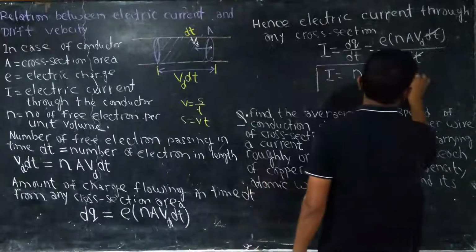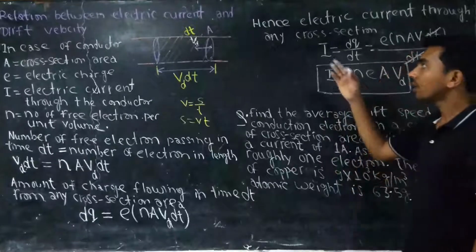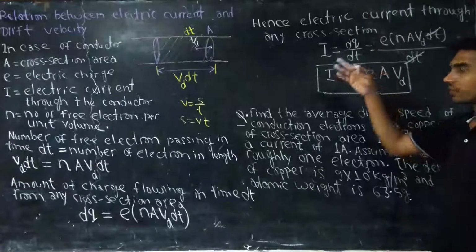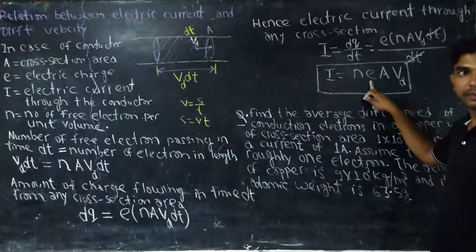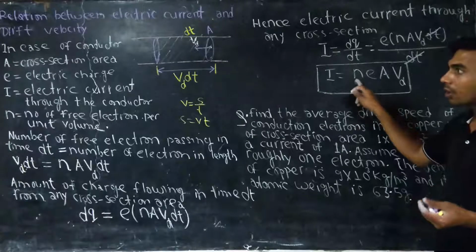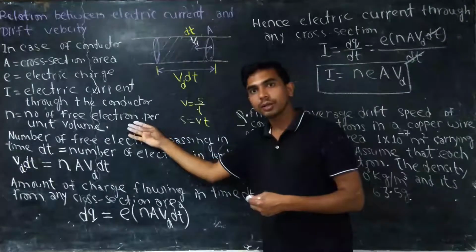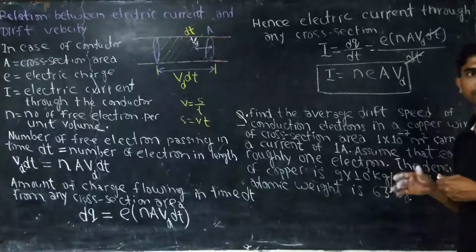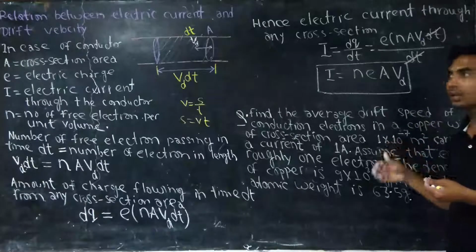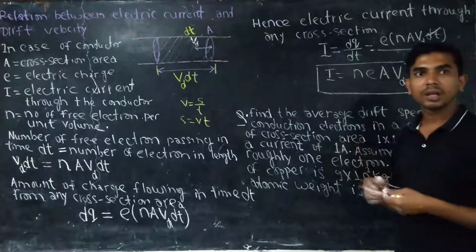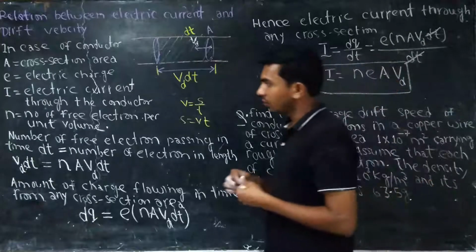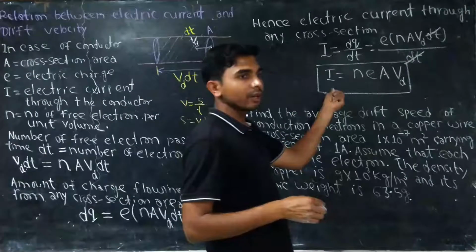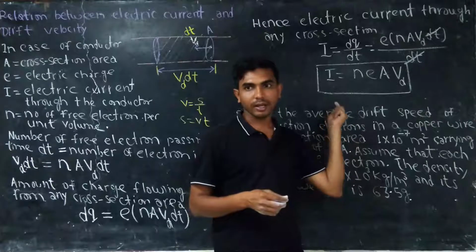So this is your relation between drift velocity and electric current. This is current, this is your drift velocity, this is the cross-section area, and E is the charge on an electron, and N is the number of electrons per unit volume. This is all about the relation between electric current and drift velocity or drift speed. Both are the same. Sometimes we call it drift velocity and sometimes drift speed, so no need to be confused.